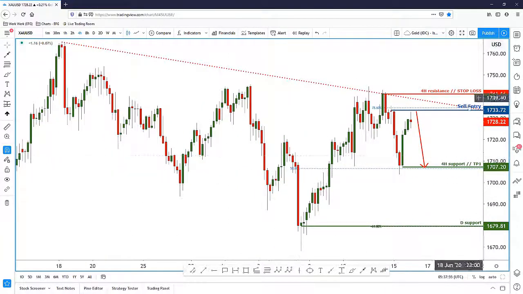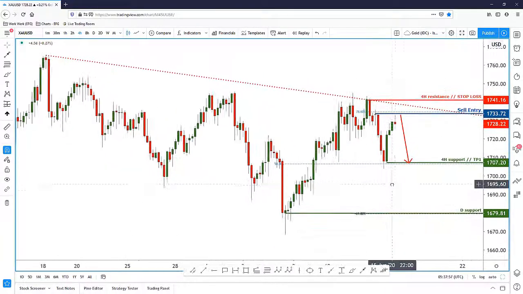On the 4-hour, this is how I'll present it. This will be the trade of the day for gold. So this is just something for you guys to look out for.